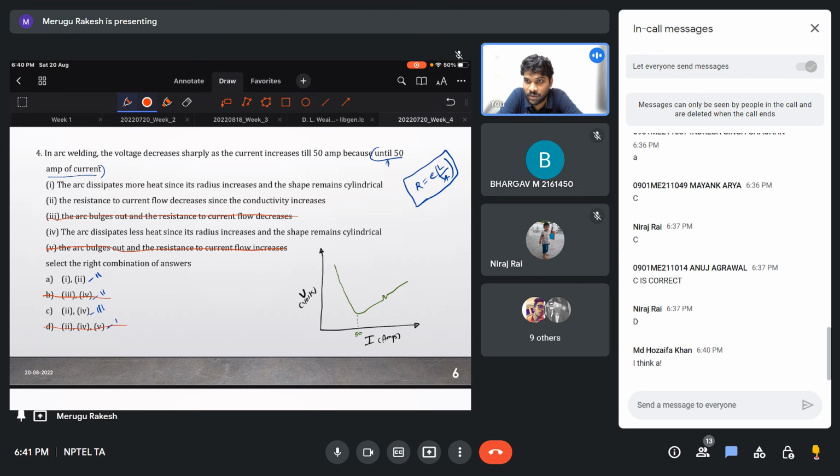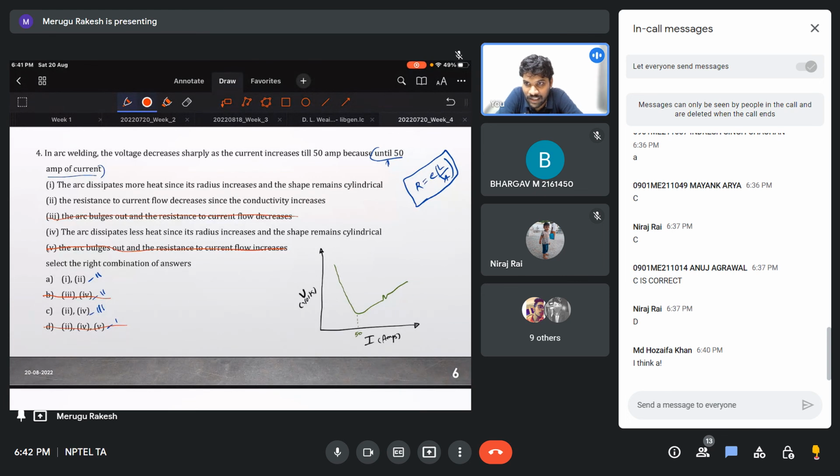The resistance to current flow decreases since the conductivity increases. If you see statement 2, it is a true statement. If the conductivity increases, the resistance should be lowered. So statement 2 is true, but it is there in option A and C also. So you have to see statement 1 and statement 4. If any of them is wrong, then you can answer this.